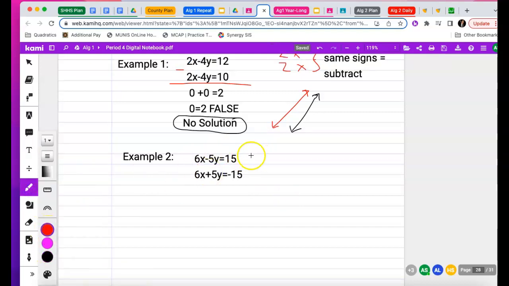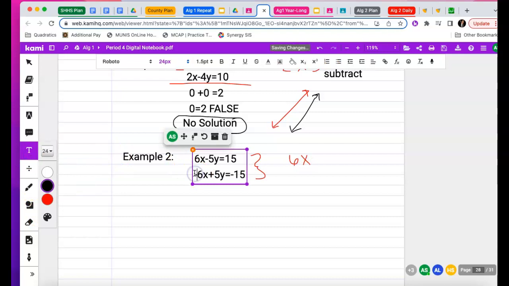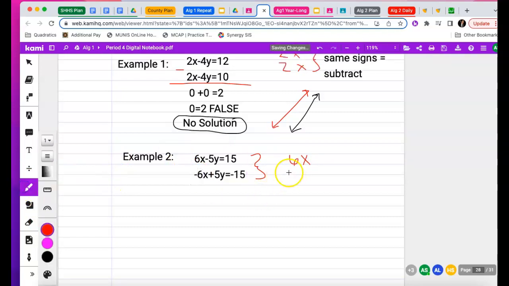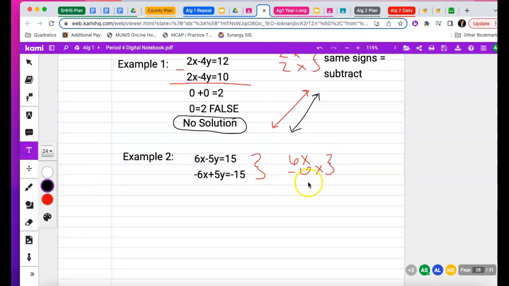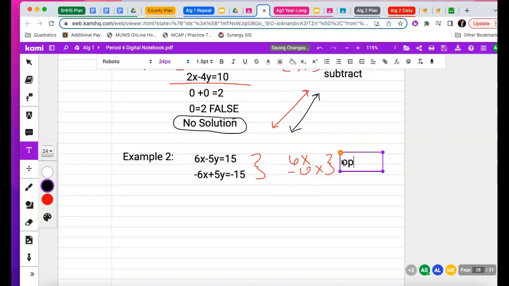We need to check our signs. So it looks like 6x and 6x are the same signs. Actually, this is a negative 6x, my bad. Make that a negative 6x. So 6x and negative 6x, those are opposite signs. So whenever we have the opposite signs, we are going to add the equations.